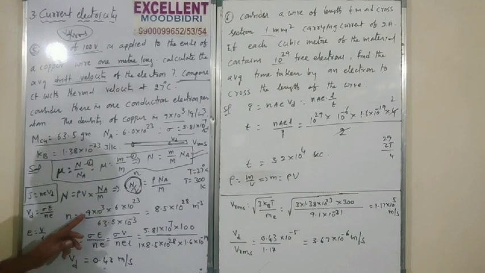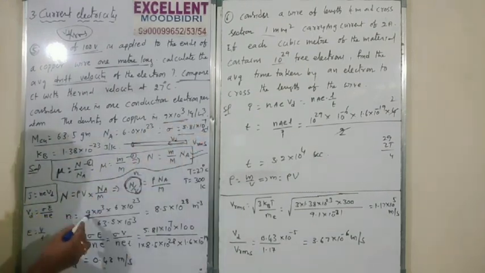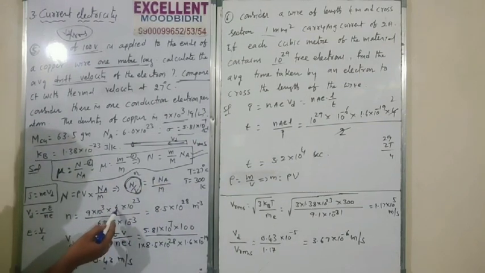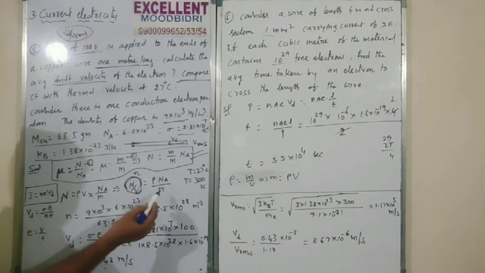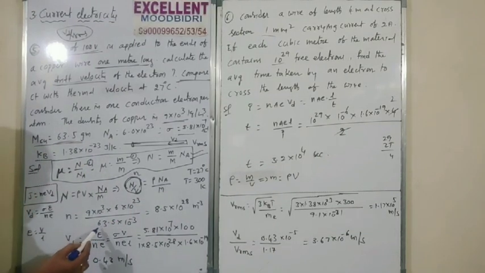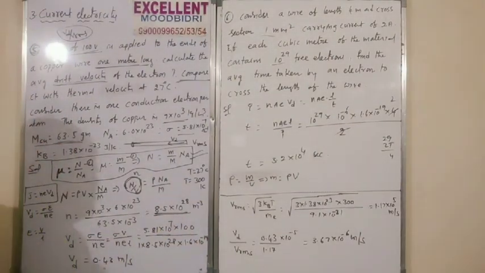Rho is density, equal to 9 into 10 power 3, into Na, Avogadro number 6 into 10 power 23, divided by the molecular weight. 63.5 grams is given, so 63.5 into 10 power minus 3 kg. If you calculate, you will get the answer 8.5 into 10 power 28 per meter cube.